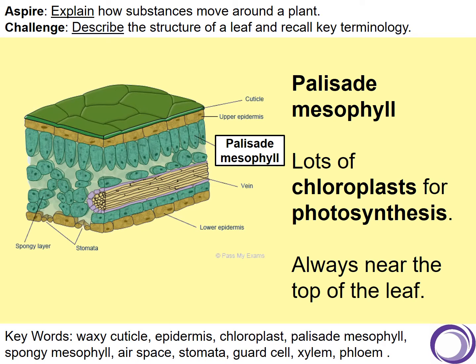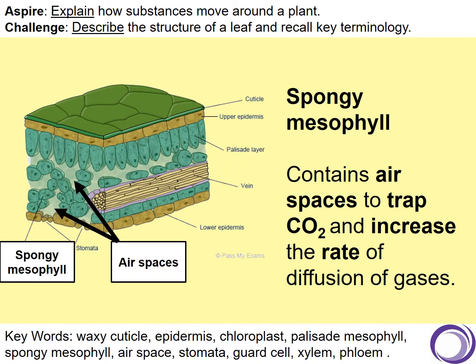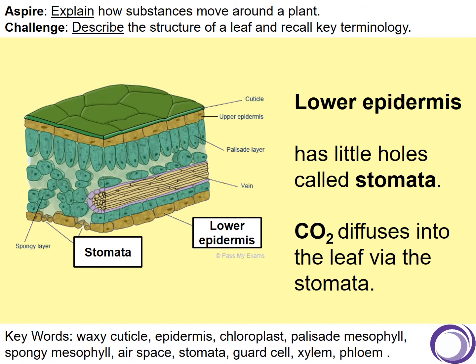It's always near the top of the leaf, and that's so that the plant can get as much of the sunlight as possible. The spongy mesophyll contains these spaces in between them, and that's to trap the carbon dioxide and allow oxygen to move out. The lower epidermis has these little holes in called stomata. Lots of stomata, the plural for it is called a stoma. Okay, and that allows carbon dioxide into the leaf, oxygen out of the leaf.